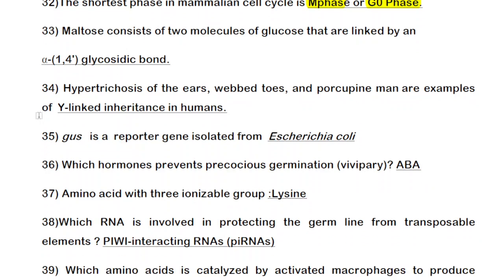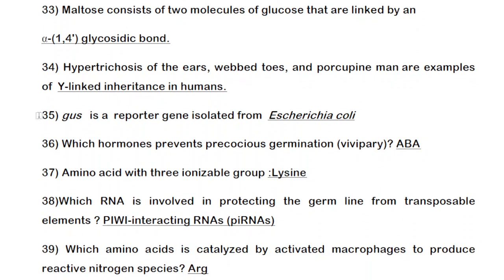34th question, hypertrichosis of the ear, webbed toes and porcupine man are examples of Y-linked inheritance. Next, 35th question, the GUS reporter gene is isolated from E. coli. 36th question, which hormone prevents? So you need to know whether they are asking which hormone prevents or which hormone promotes.